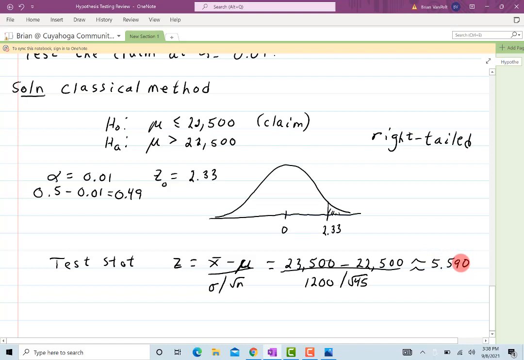Which, if you look at this, is way, way in that region. Somewhere all the way over there. Since it's in the shaded region, we reject H sub 0.